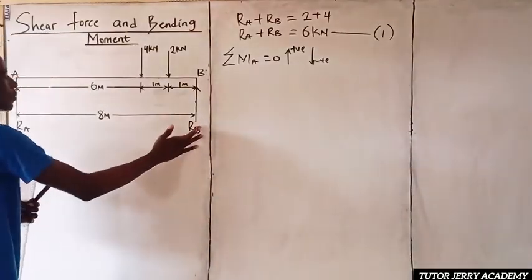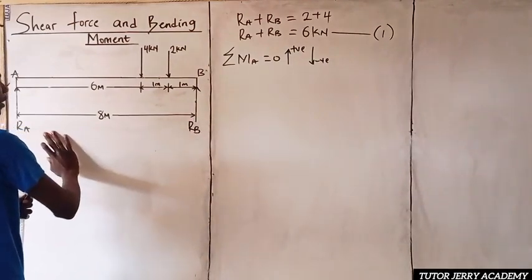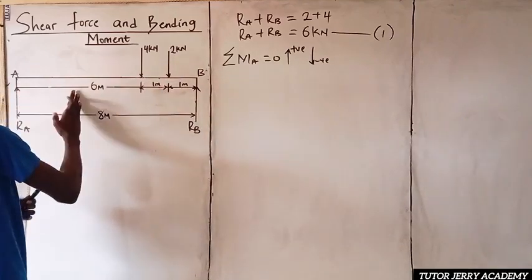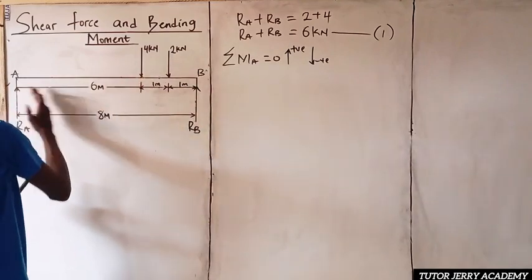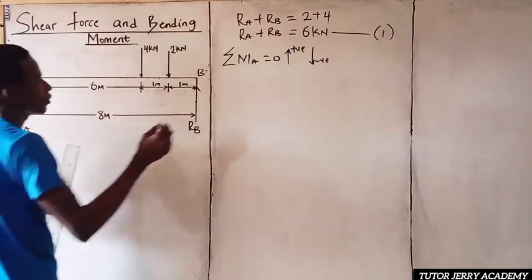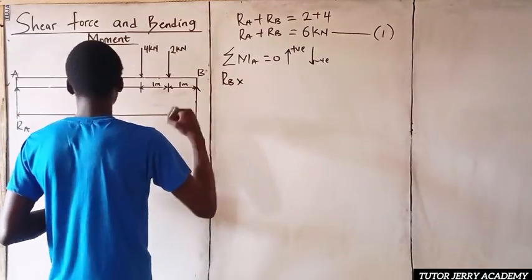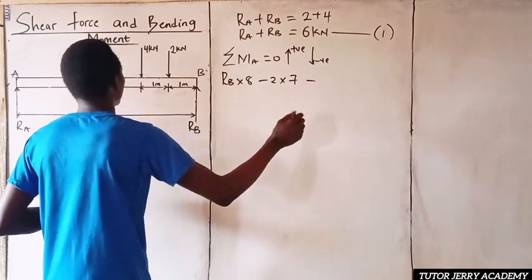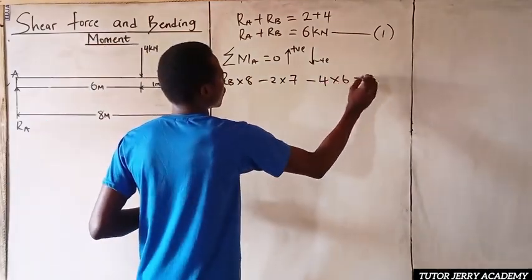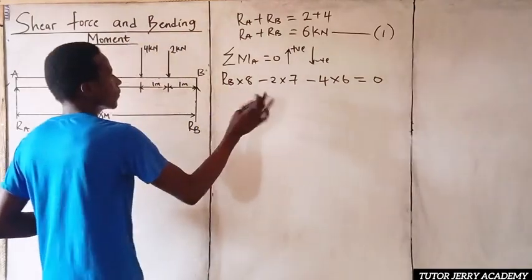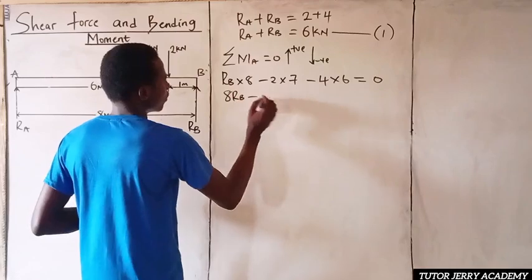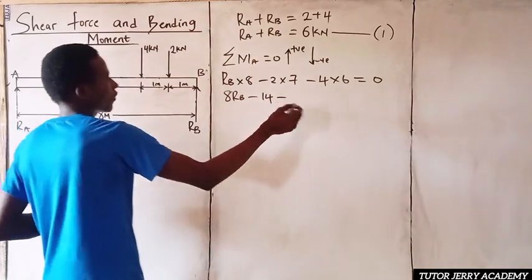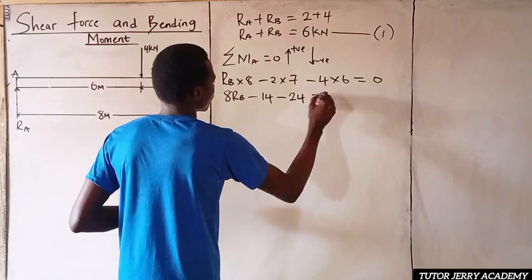So RB, our force at this point, multiplied by its perpendicular distance, minus 2 kilonewton multiplied by its perpendicular distance, which is 7 meter, minus 4 multiplied by its distance, which is 6 meter. I hope you get that. So this will be RB multiplied by 8, minus 2 multiplied by 7, minus 4 multiplied by 6, everything equal to 0. RB multiplied by 8 is 8 RB, minus 2 times 7 is 14, 6 times 4 is 24.